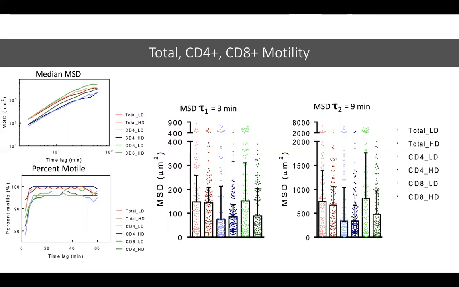In these graphs, you see overall that the CD8 positive T cells in a low density cellular condition were the most motile overall. We see the CD4 positive T cells in high density and the CD8 T cells in a high density condition have a similar motility. And then the CD4 T cells in a low density condition were much less motile than the CD8 in a high density condition. So we see different motility in this aspect of high density and low density conditions here.